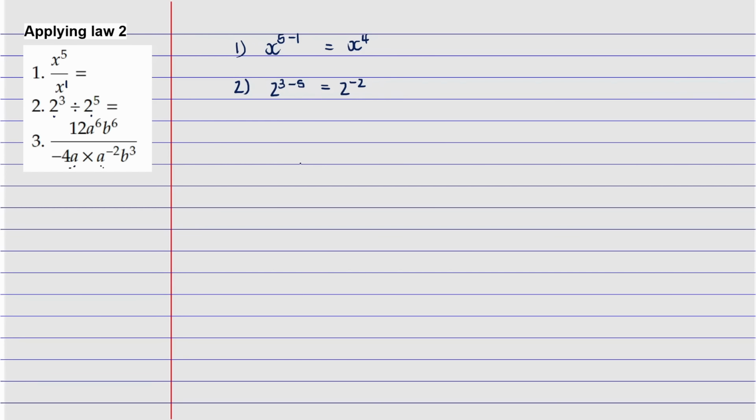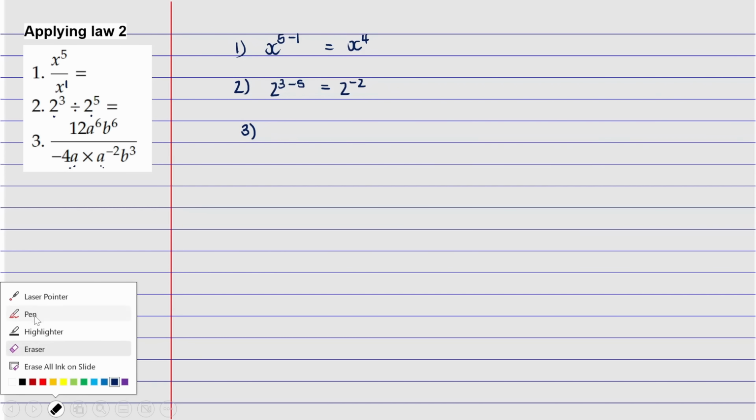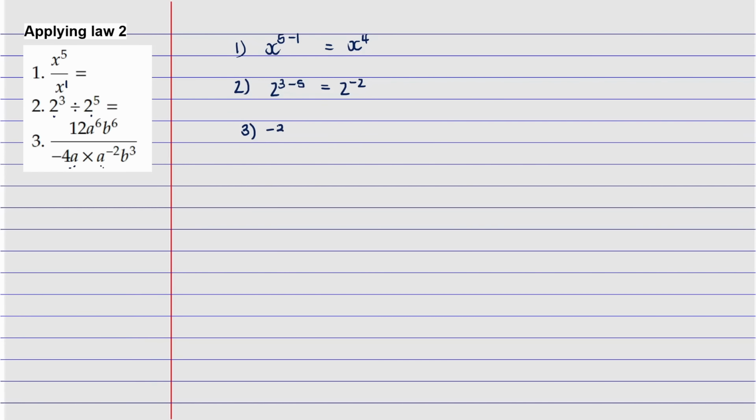So now doing number 3, the first thing that you need to do is divide the numbers. So let's just do that first. If you say 12 divided by negative 4, what are you going to get? You're going to get negative 3. So instead of writing 12 divided by negative 4, you can replace it by negative 3. So that's the numbers sorted, right?